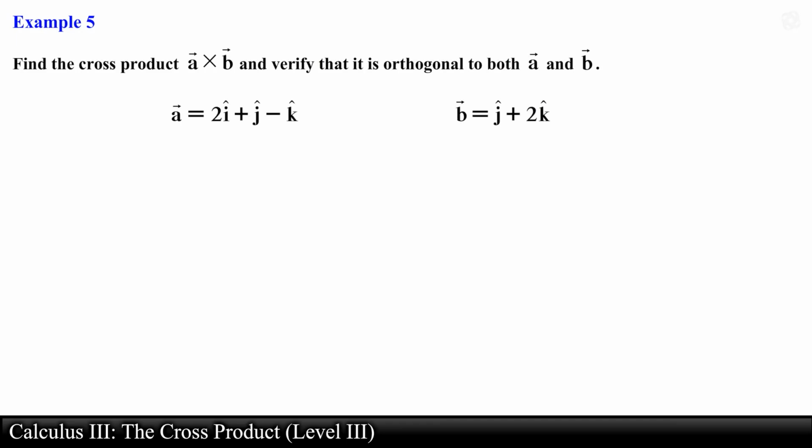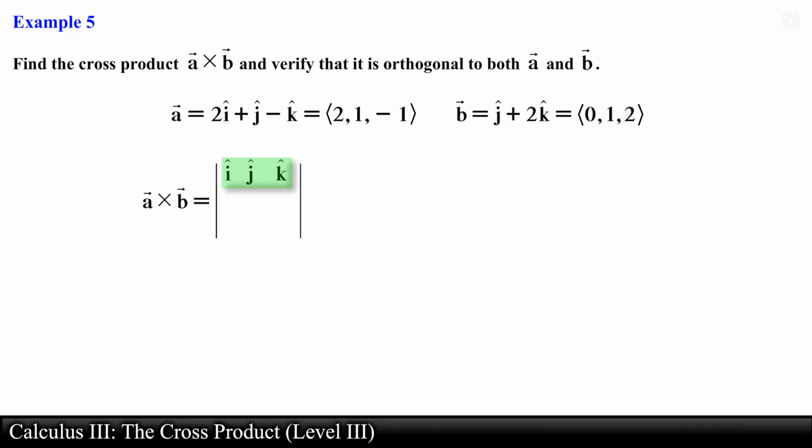Find the cross product between vector A and vector B and verify that it is orthogonal to both vector A and vector B. Here, we're given vector A and vector B, written in standard unit vector form. Let's go ahead and rewrite the vectors in component form. Notice that vector B does not have a value for i hat, so the x component will be equal to 0. Next, we go ahead and set up our determinant.